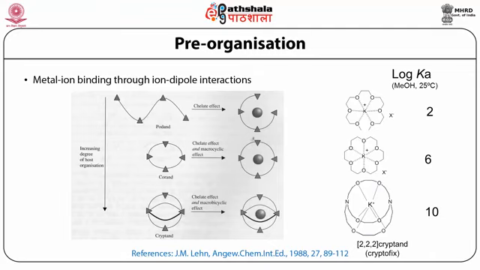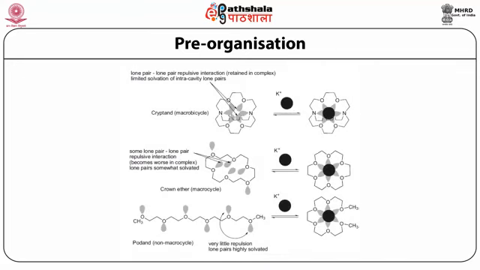If you look at these three systems and their association constants, you see that as you go from podand to coronand to cryptand, the association constant increases. That means the complex becomes more and more stable. This phenomenon is known as preorganization. In the case of the cryptand, the macrobicycle is already organized, and what you have is lone pair repulsive interactions, and these lone pairs are not solvated, so there is little change in terms of enthalpy.